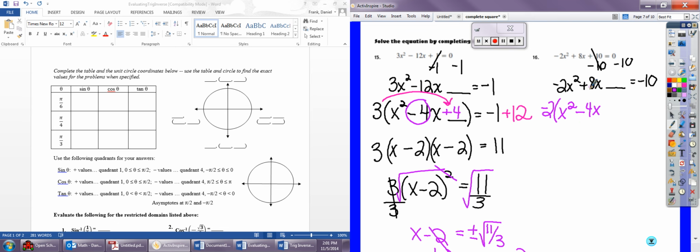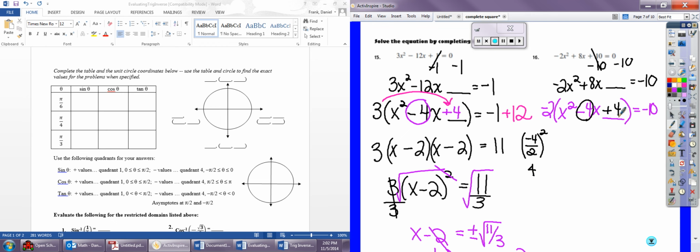Blank equals negative 10. Now if I want to find out this blank, we take negative 4, not just square it. What do we do first before we square it? Cut it in half and then square it. Okay? So we get negative 4 in half is 2. 2 squared is 4. Positive 4. So in here goes positive 4.